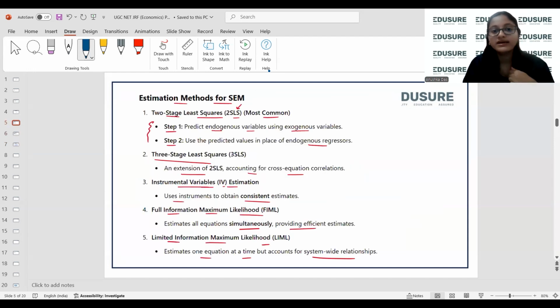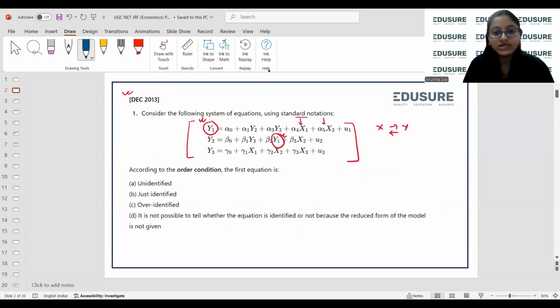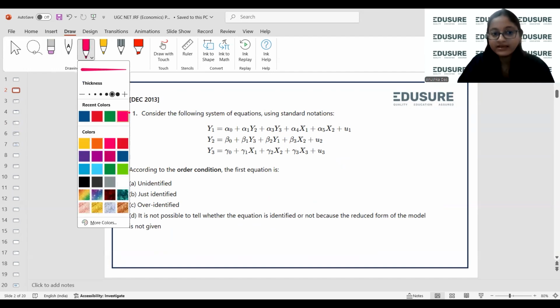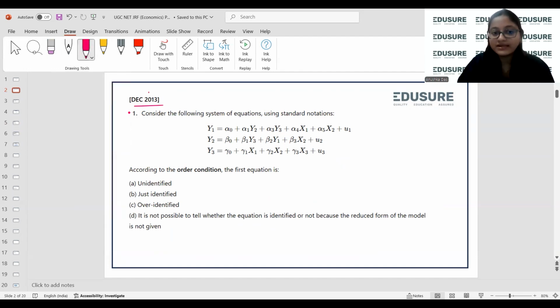So if you have this knowledge, then we can go back and solve the first question that we started off. I'll show you how you can do this. It's very essential to understand this method because it might seem a little tricky. In this first question, you have this simultaneous system of equations. According to the order condition, will the first equation be unidentified, just identified, over-identified, or you cannot say anything?